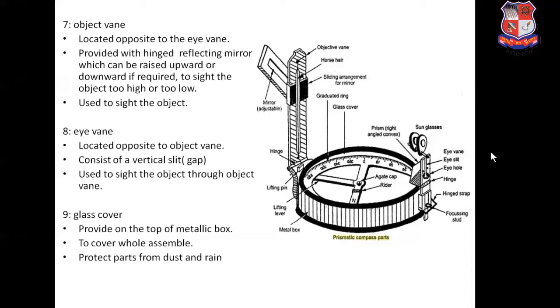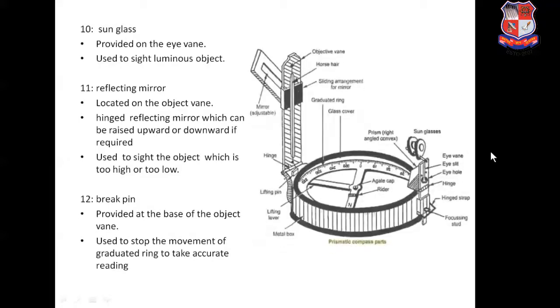Then the glass cover. So the glass cover is provided on the top of the metallic box, on top of the prismatic compass. It covers the whole assembly of the prismatic compass. The glass cover protects the parts of the prismatic compass from dust and rain.